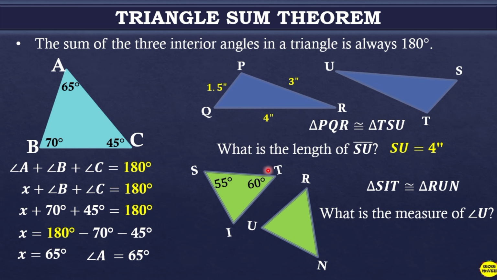Ang triangle is equal to 180. So, 180 minus 60 is 120. And 120 minus 55, that is 65. Okay? So, therefore, this is 65. Your angle U is also 65. Okay? So, kung ano yung measure ni angle I mo, ganun din si angle U kasi they are corresponding angles. So, the measure of angle U is equal to 65 degrees. So, this is the idea of or the concept of triangle sum theorem.